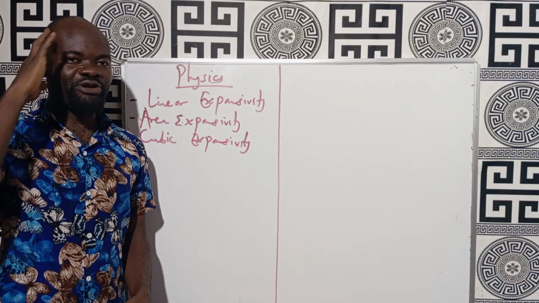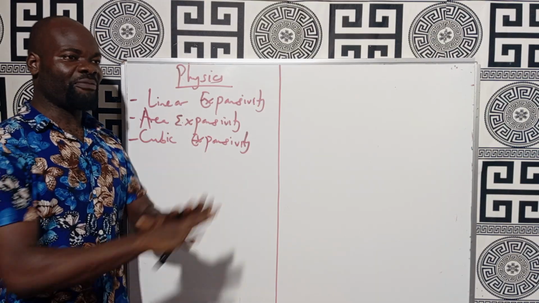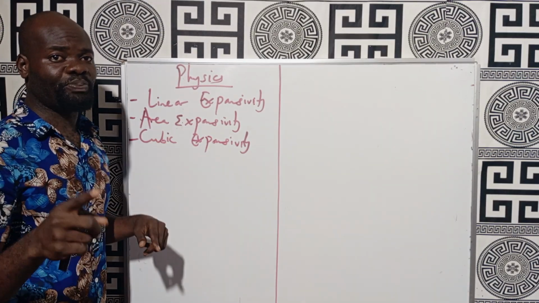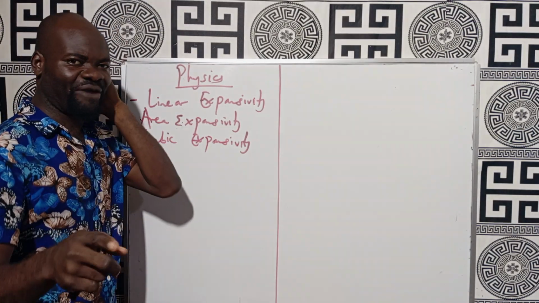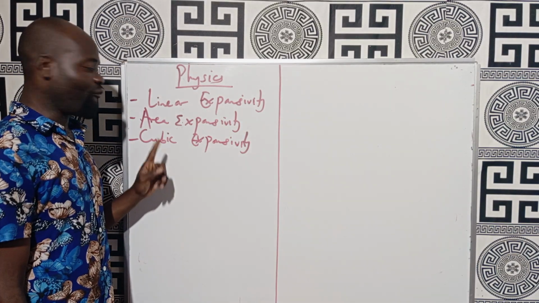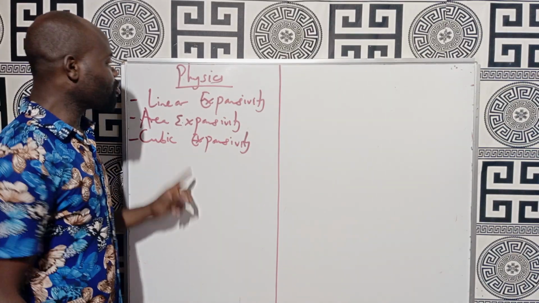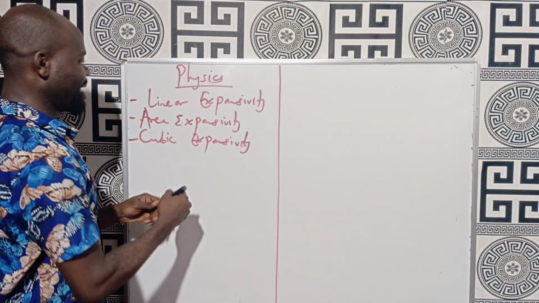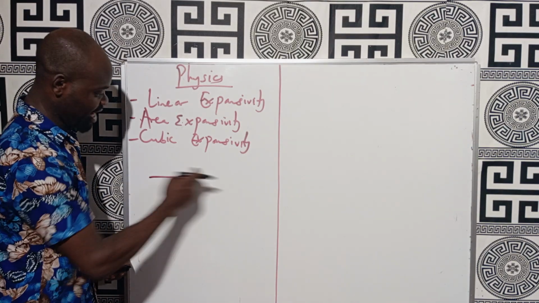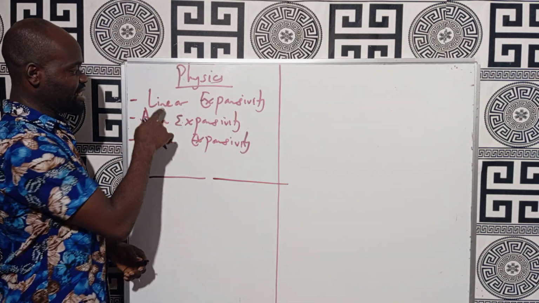So when something becomes longer, that's linear. When something becomes wider, that's area or superficial. When something becomes deeper, that is cubic or volume. So we call it cubic or volume expansivity. So something becomes longer, it's like length. Let's say an iron rod's length becomes longer. That's linear.